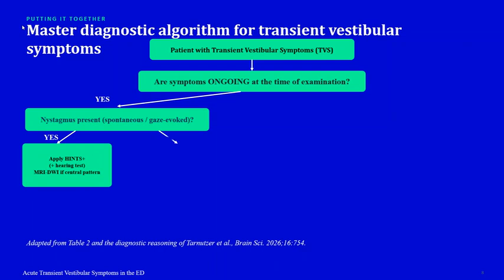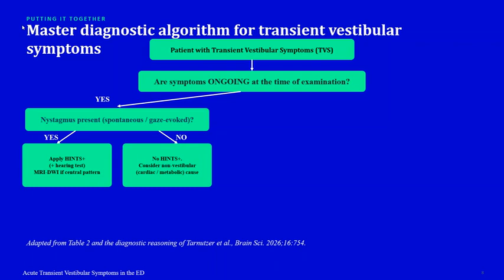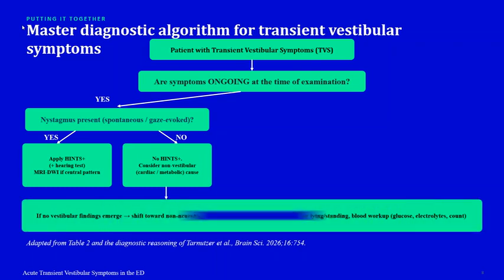If the nystagmus is absent but the symptoms are ongoing, then look for non-vestibular, cardiac or metabolic causes. In that case, if no vestibular findings emerge, shift towards the non-neurological causes. Look for the cardiac causes by ECG, Holter monitoring, blood pressure in lying and standing position, and blood workup, especially glucose, electrolytes, and counts. If the symptoms are not ongoing at the time of examination, they have resolved.